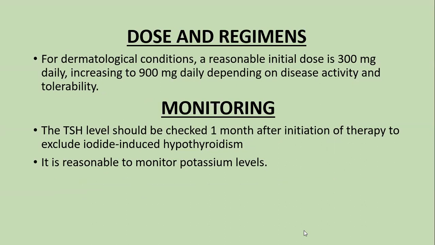Dose. For dermatological conditions, a reasonable initiating dose is 300 mg, increasing to 900 mg daily depending upon the disease activity and tolerability. Monitoring. TSH level should be checked monthly after initiation of therapy to exclude iodine-induced hypothyroidism. And it is reasonable to monitor the potassium level as well.